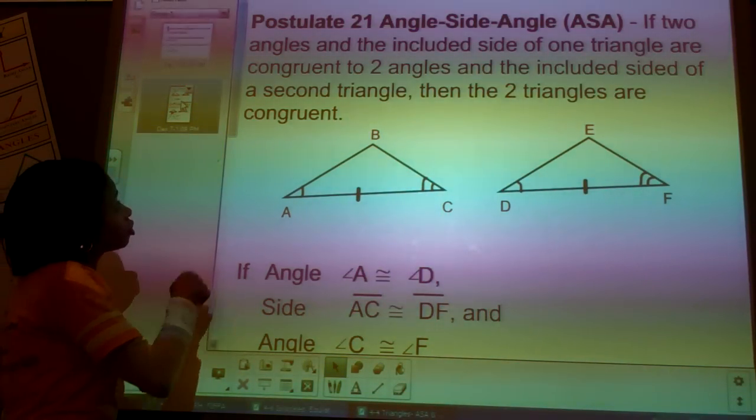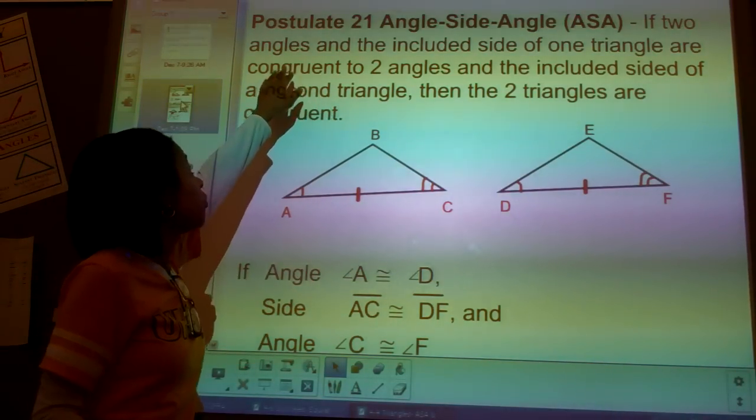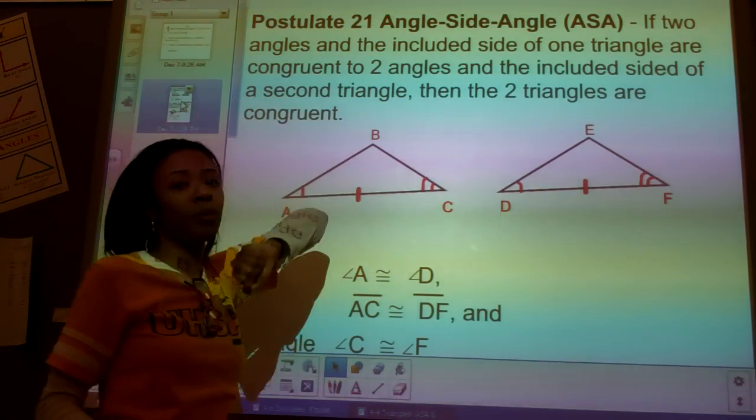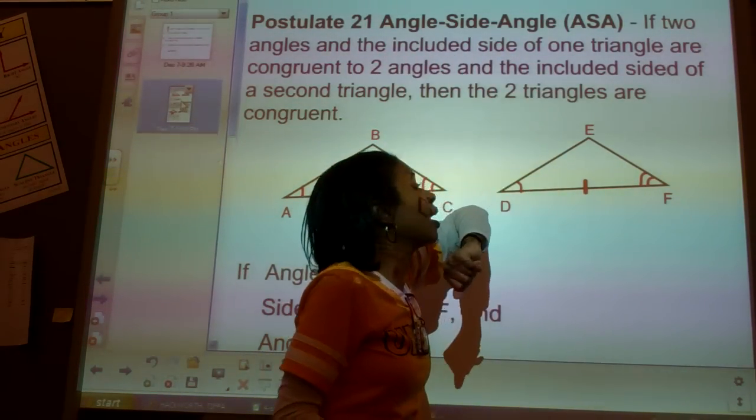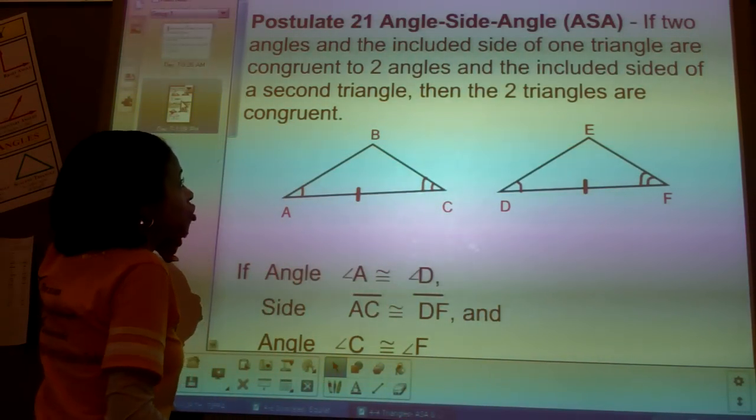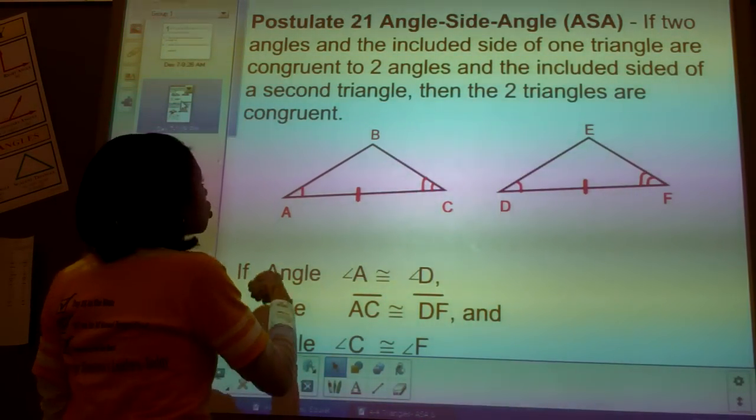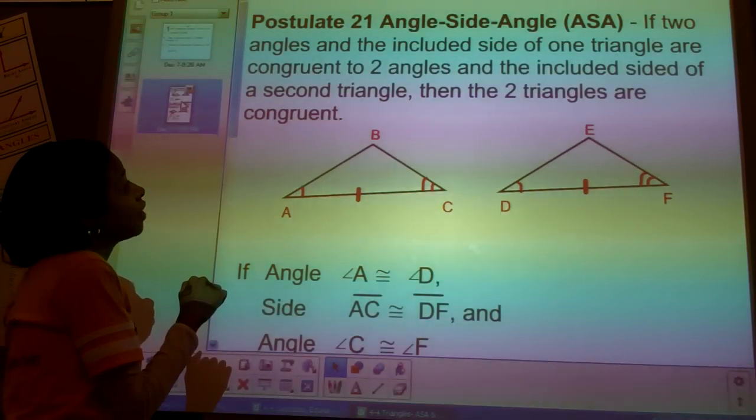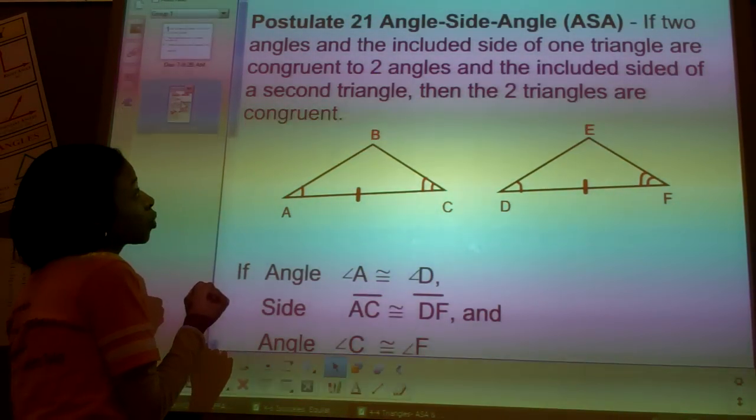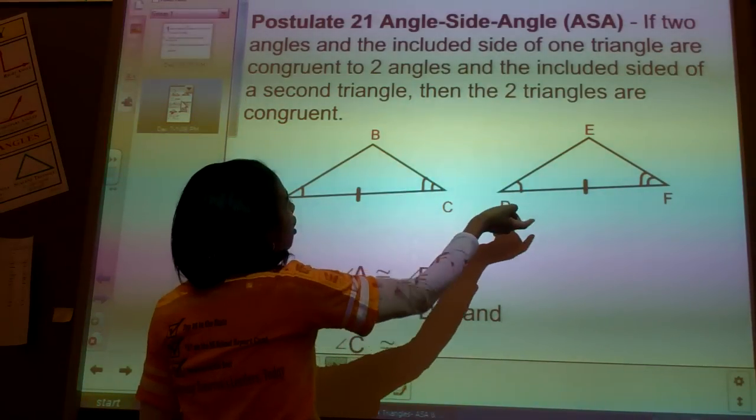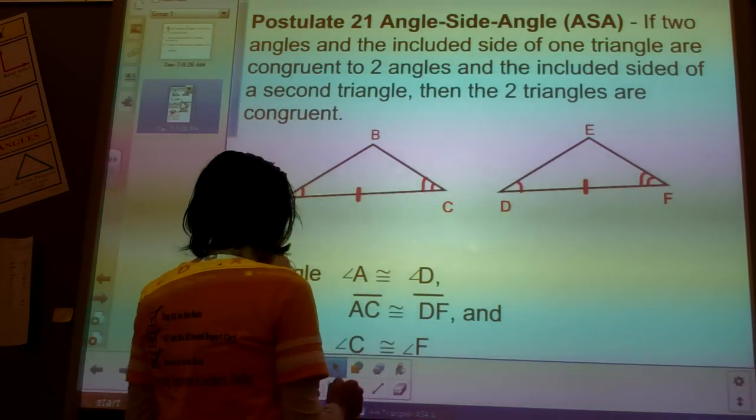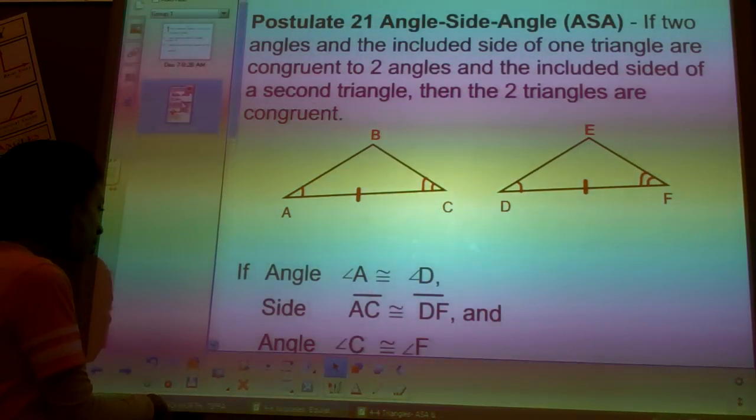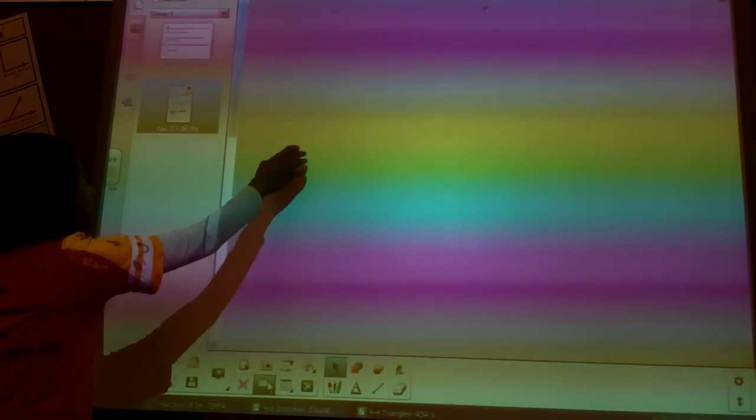We're going to start with postulate 21. As I stated before, we do not necessarily want to remember the number, but the name. Angle, side, angle, ASA for abbreviation. And that means if two angles and the included side of one triangle are congruent to two angles on another triangle and the included side, then the two triangles have to be congruent. Well, what does that mean or look like?